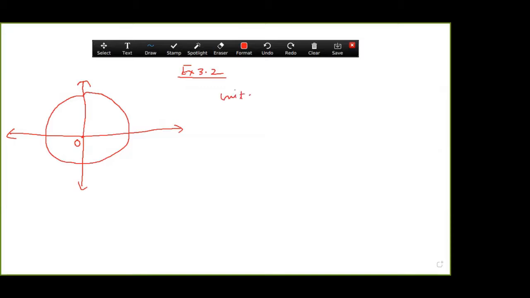Here, if it is a unit circle, it means the radius of this circle is 1. This measurement is 1, this is 1, this is 1 and this is 1 unit right down here. If I want to know the coordinate of this point, suppose this is a point A, then it is on the x-axis, so it will be 1 comma 0. Here this point is on the y-axis, the point will be 0 comma 1.